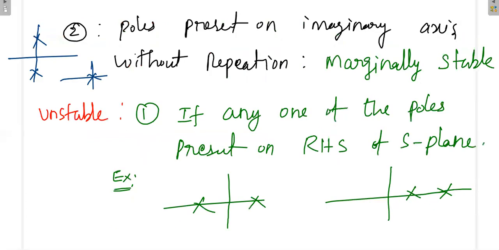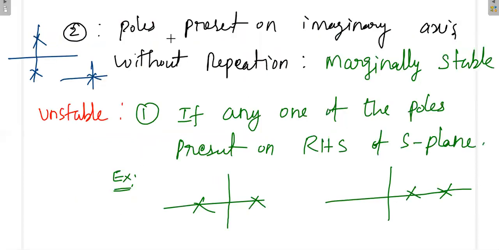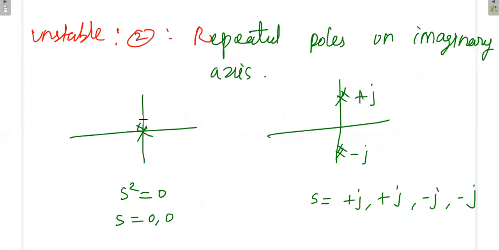Okay, so again, what are all the conditions? If you want a stable system, definitely all the poles have to be on the left half of the S plane. If the poles are present on the imaginary axis without repetition, we can say that it is marginally stable. If any one of the poles is present on the right half of the S plane, then the system is unstable. And even if they are on the imaginary axis, if the poles are repeated, then also the system is unstable. So these are all the conditions for stability of the system.